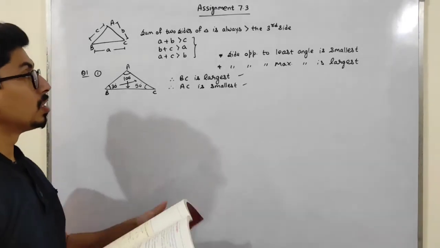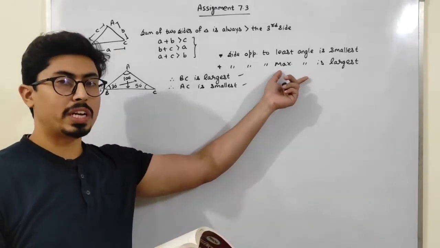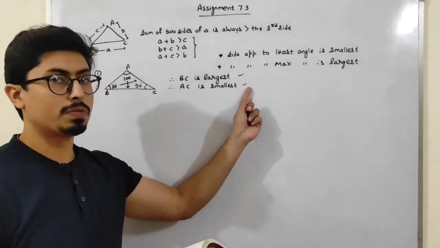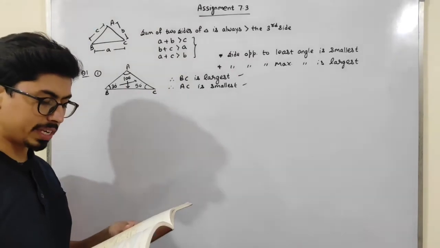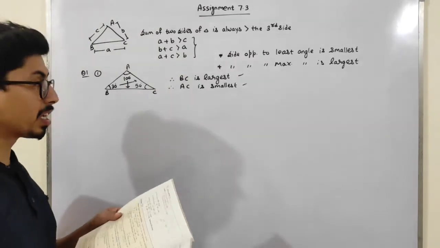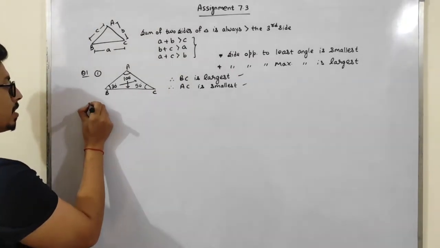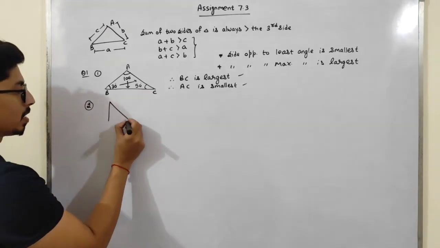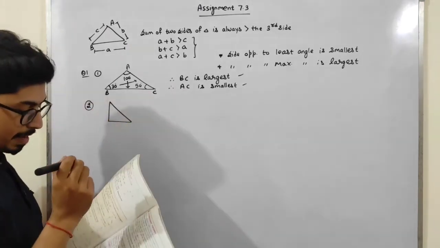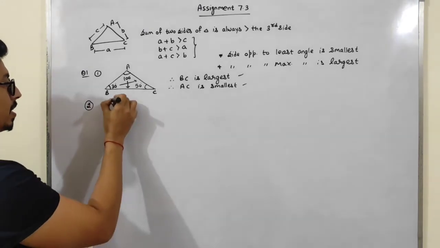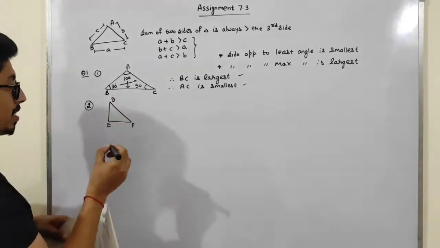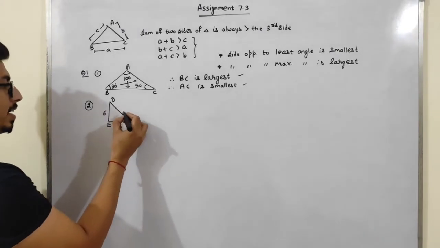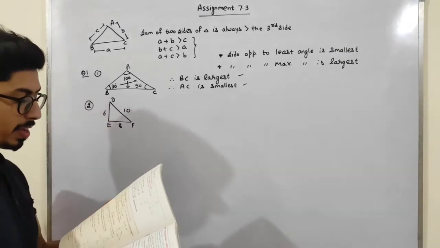These are the two properties that we will use, and these are the properties that we will also write during the exam. Now moving forward to question number 2, students. See, a figure is given to us in question number 2, that is a right angle triangle. Its name is DEF, that is D, E and F, and the sides are 6, 8 and 10.